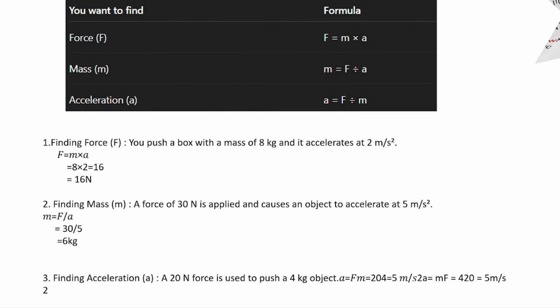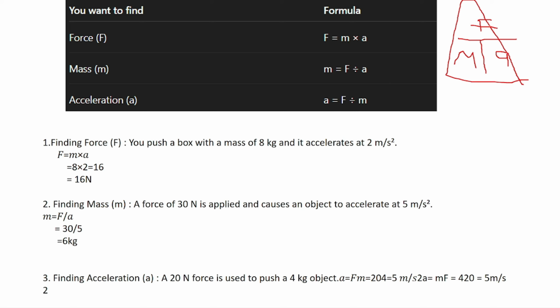So here are the formulas that you must know. The formula of force is equal to mass times acceleration. The formula for mass is mass equals force divided by acceleration. The formula for acceleration equals force divided by mass. So it's kind of like this.